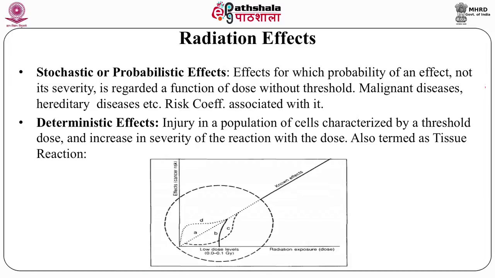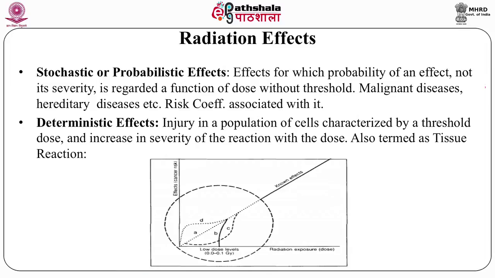One is called stochastic or probabilistic effects. That means effects for which the probability of an effect, and not its severity, is regarded as a function of dose without threshold. That means there is no threshold dose below which these effects do not occur. They can occur at any low dose as well. The only thing is that the probability or frequency of occurrence will be low at low doses. And what are these effects? Malignant diseases, hereditary diseases.